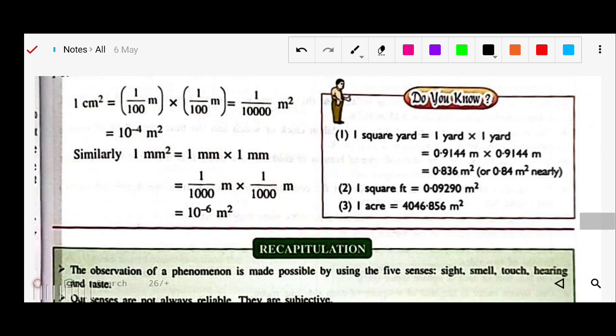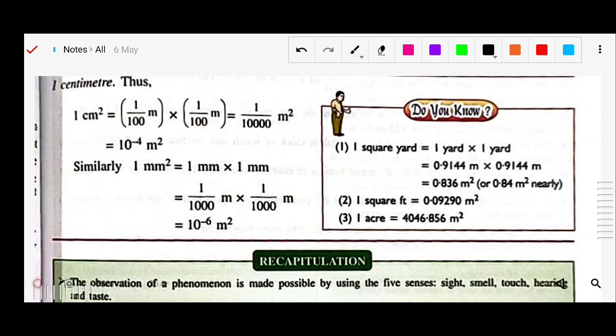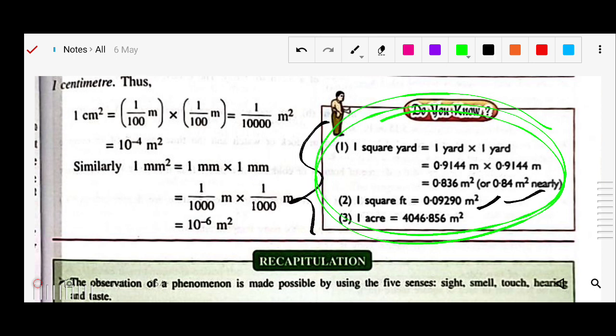Then we have some facts. 1 square yard, that is 1 into 1, you have to multiply two times, and in meters it converts to 0.84 meter square. 1 square foot in terms of meters is 0.09290 meter square. 1 acre is 4046 meter square. So these are also units. Please write this down in the copy and learn these things by heart.